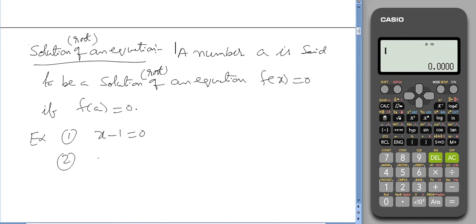Suppose for example, x cube minus 1 equals 0. Here also x equals 1 is the root. Now another one is x cube minus 6x square plus 5x plus 6 equals 0. Now if you observe, it has 3 roots, but x equals 1 is one of the roots, and the remaining 2 are imaginary roots. We already discussed this in our earlier classes.